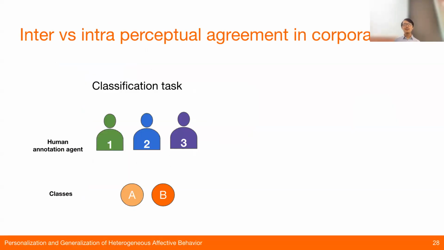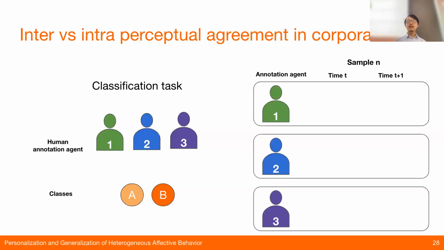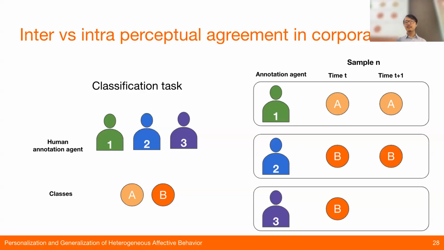Next, let's look into how we can calculate inter- and intra-agent agreement in the case of corpora, or when we collect data on our own. For this, let us consider a classification task where we classify multiple different samples into class A or class B. Let's consider there are three different human annotators or human agents. For any sample N, each of the agents at a time would give their annotations. For example, here, let's say it's A, B, and B. But at a different point of time, the same agent might annotate it as A again. The second annotator might annotate it as B again. However, the third agent sometimes might change their annotation.